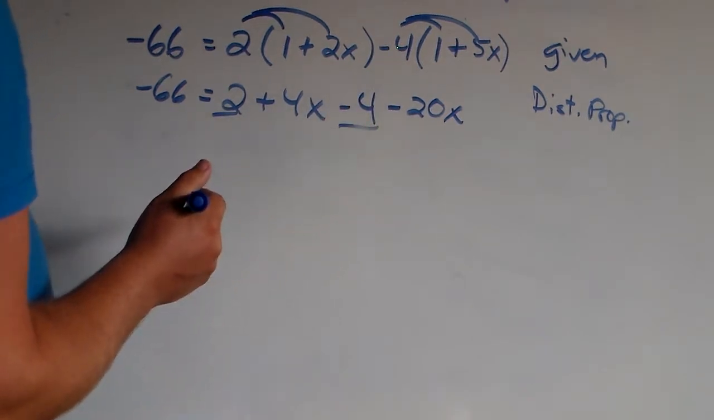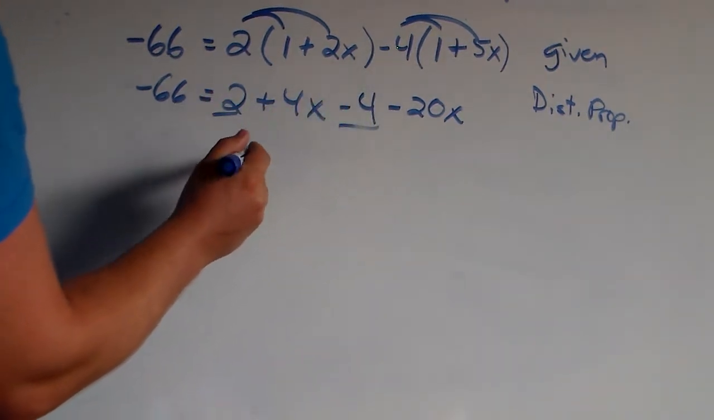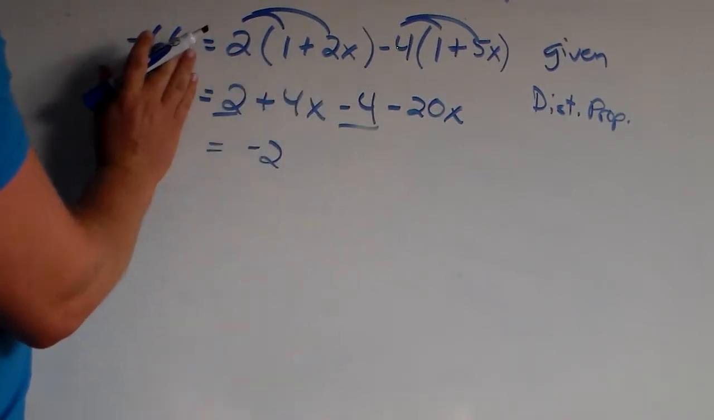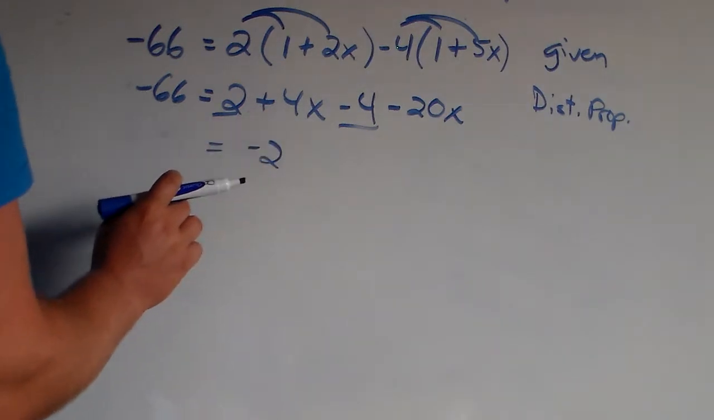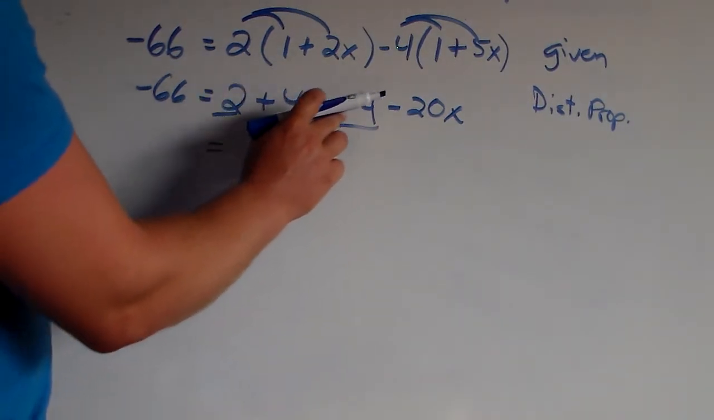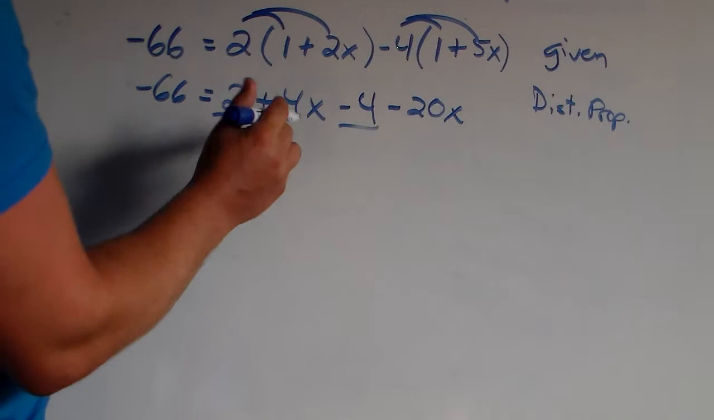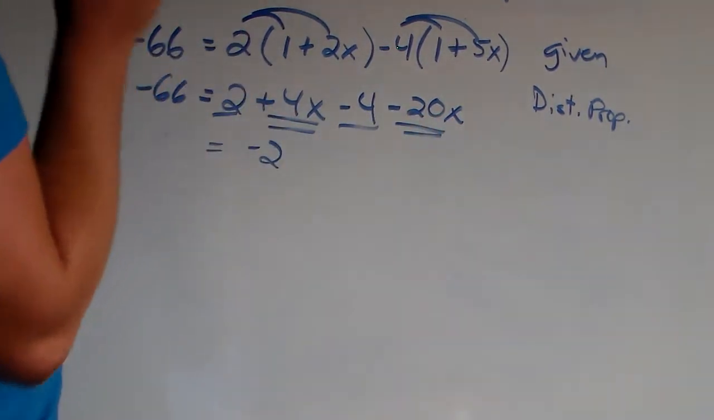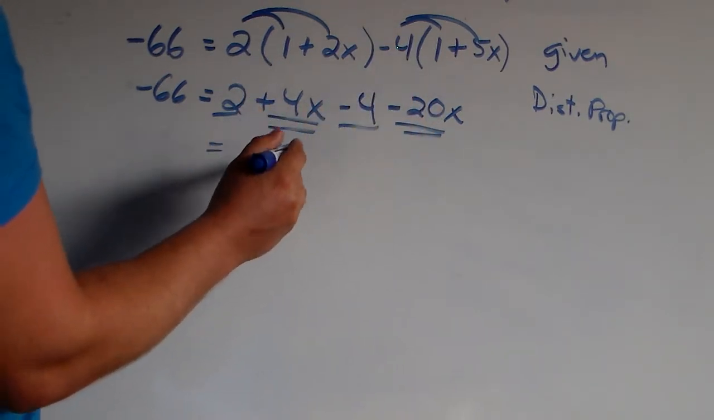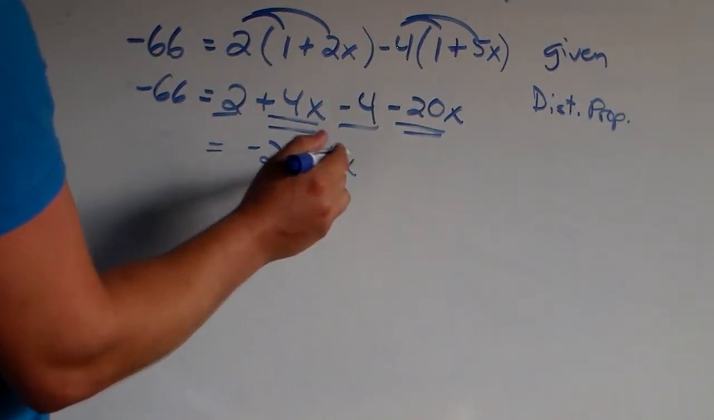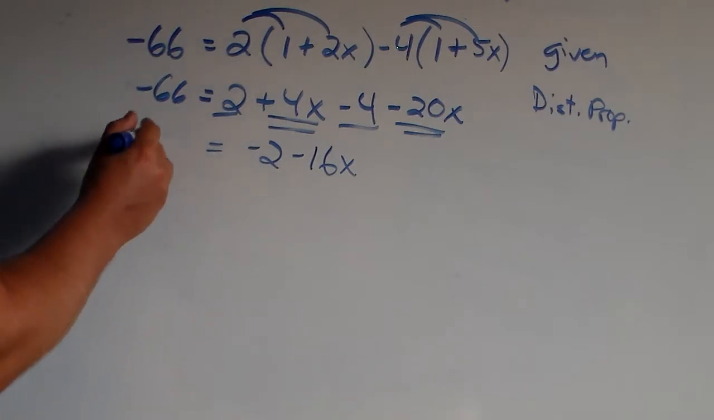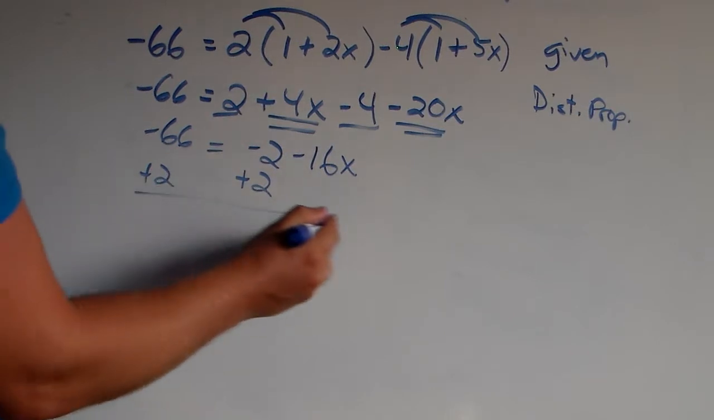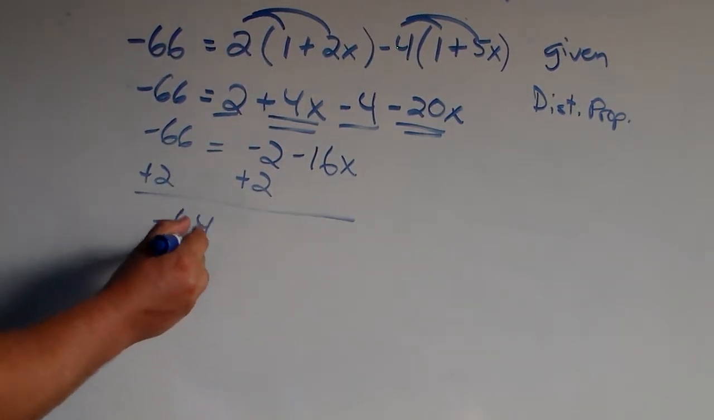We then combine our like terms here, positive 2 and negative 4, make a negative 2. Because they are like terms on the same side of the equal sign, so we use the signs that are given to us. Positive 2 minus 4 gets us negative 2. Then positive 4x minus 20x are like terms, so negative 20 plus 4 gets us negative 16x. Carry down our negative 66. Add 2 to both sides, so we have negative 64.